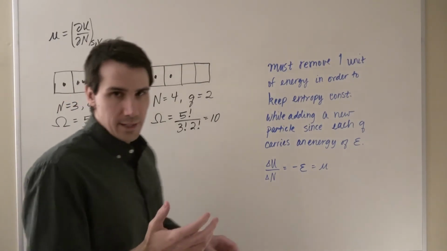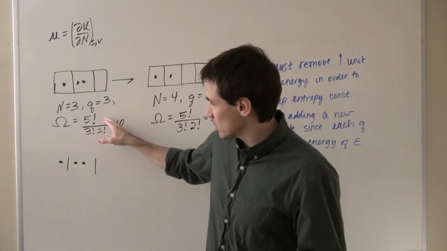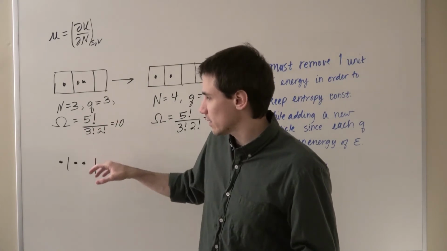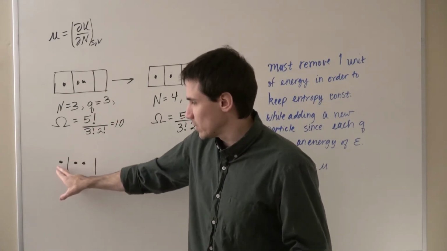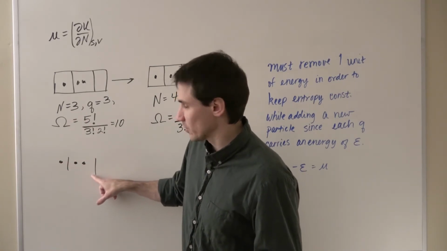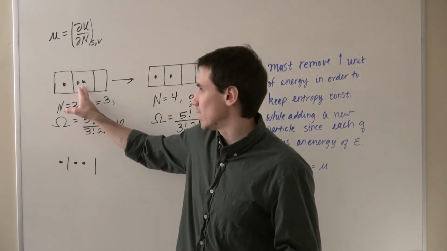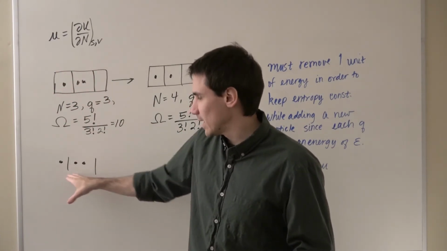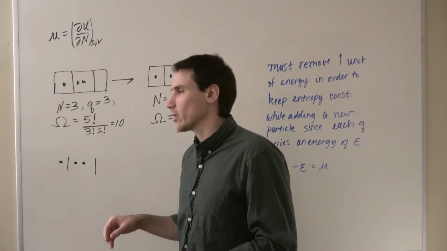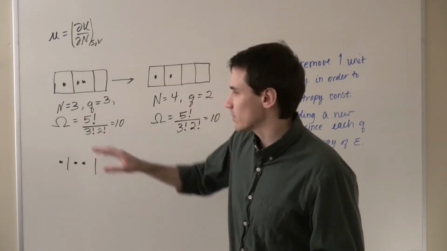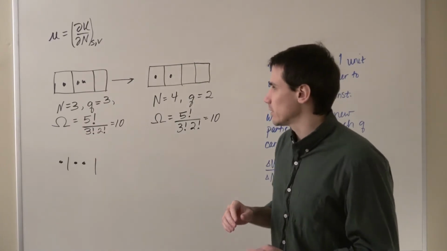And just as a reminder, this equation here for the multiplicity of an Einstein solid comes from the number of ways of rearranging the number of units of energy and the number of particles minus 1, where here the lines represent the separation between the particles and the dots represent the energy. So that's where this equation comes from, just as a reminder.